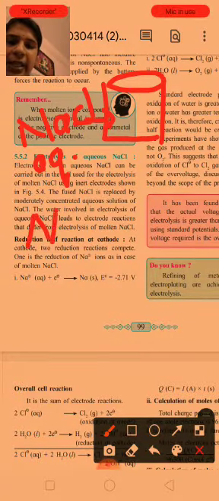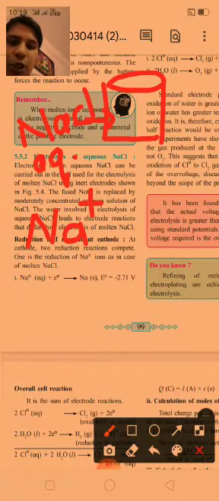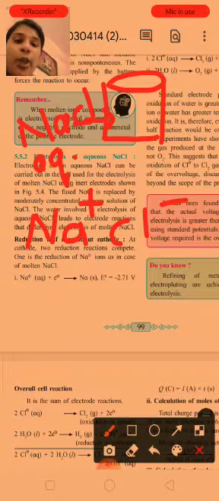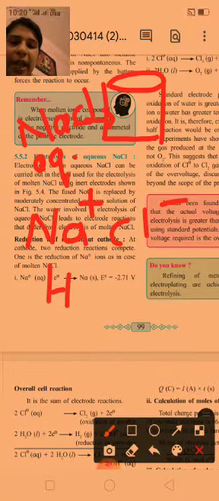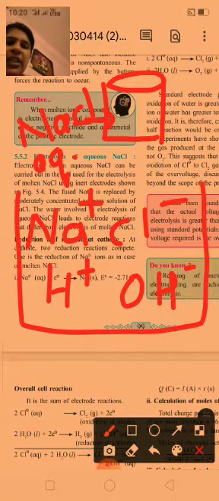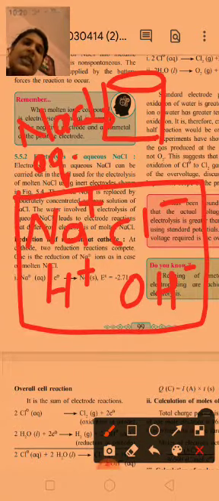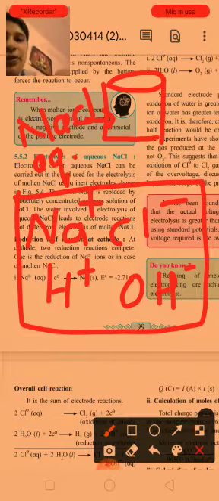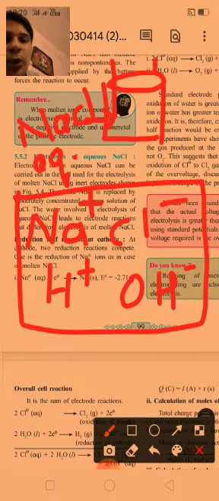The following ions are formed in the beaker: Na positive ions, Cl negative ions. Along with this, as water molecules are also present over there, H positive ions and OH negative ions are also present in the beaker. Means in aqueous NaCl, this many ions are present in this beaker. Okay, then we have to insert two graphite electrodes in this beaker.